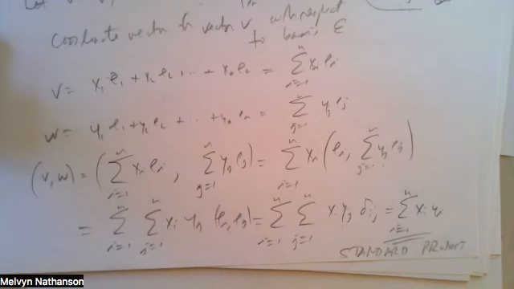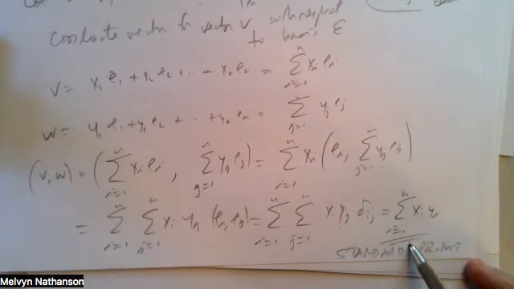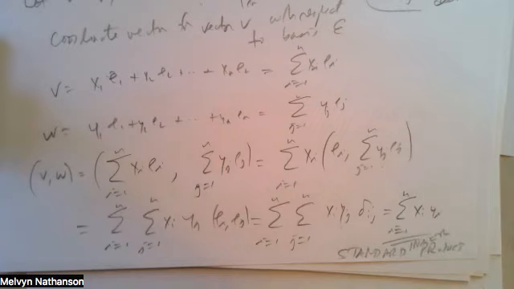So when you have an orthonormal basis and you write your vectors as linear combinations of the vectors in the orthonormal basis, and you look at the coordinate vectors, the inner product of v and w is just the standard inner product.